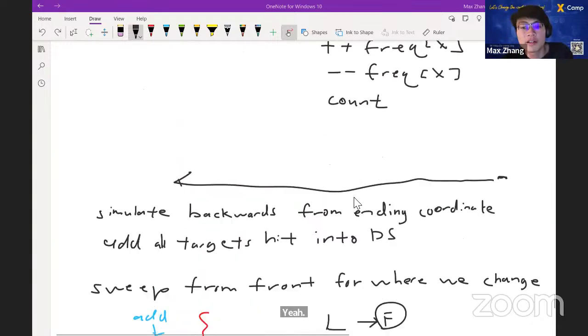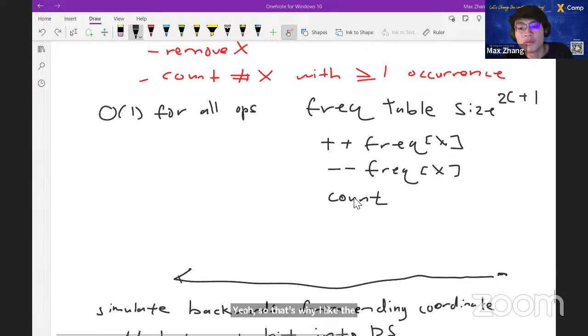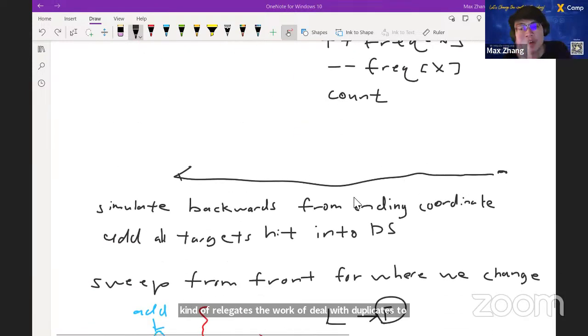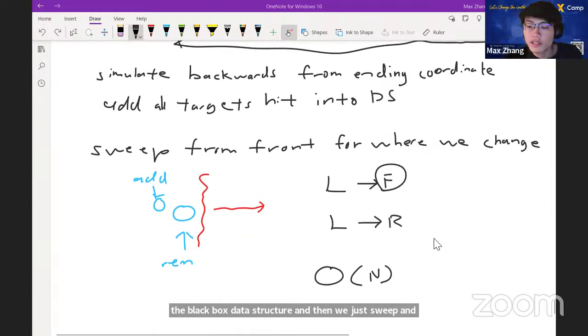That's why I like this approach, because it relegates the work of dealing with duplicates to the black box data structure, and then we just sweep and try every point.